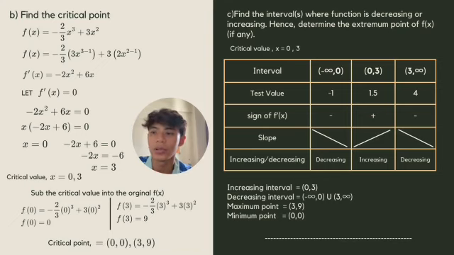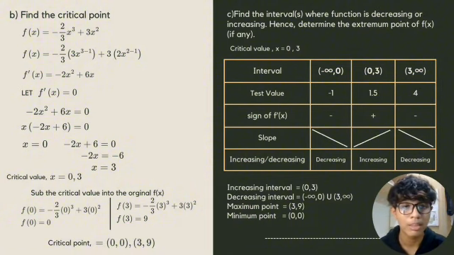That one is for the critical values, but the question wants the critical points. So we need to put both critical values back into the equation. After we put them in, the answer is that the critical points are (0, 0) and (3, 9).